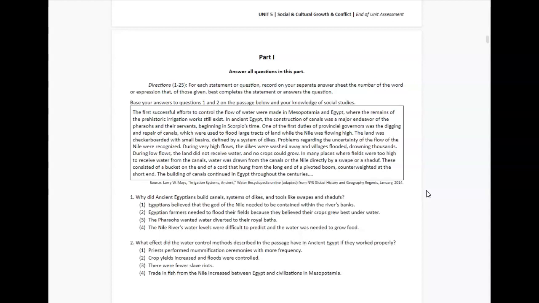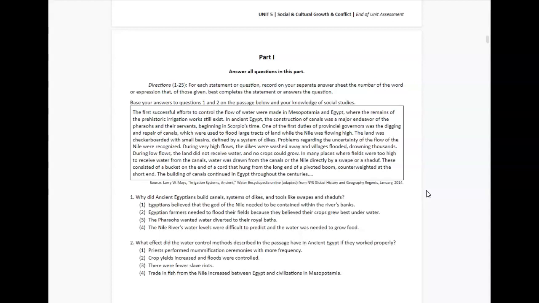In many places where fields were too high to receive water from the canals, water was drawn from the canals or the Nile directly by a sweep or a shadoof. These consisted of a bucket on the end of a cord that hung from a long end of a pivoted beam, counterweighted at the short end. The building of canals continued in Egypt throughout the centuries.